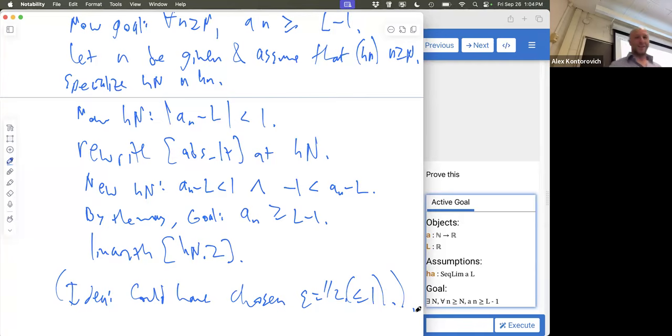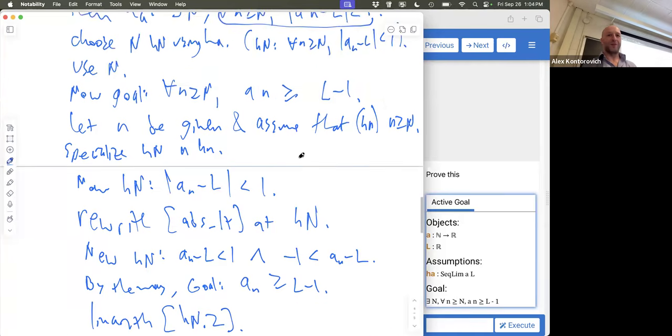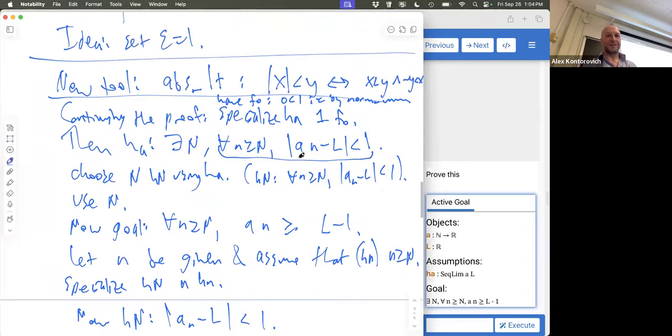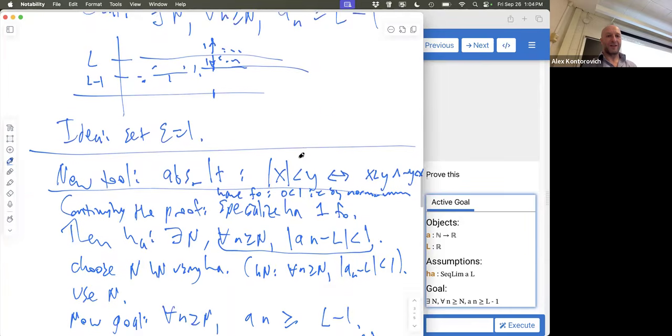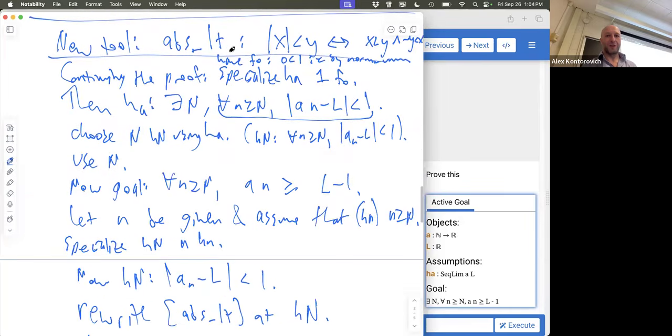Okay? Let's try to execute this proof in Lean. So here we are. That's the theorem. We have the idea. That's the new tool. Okay, we're going to start right here.